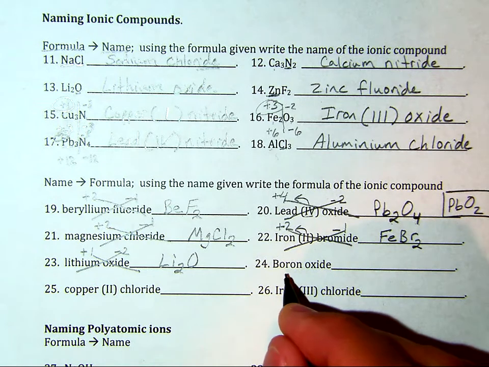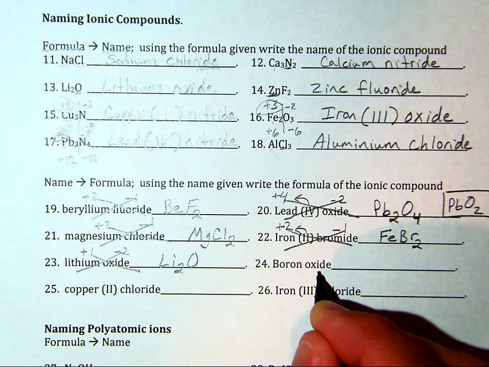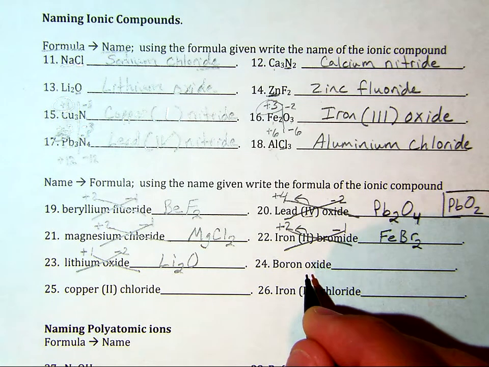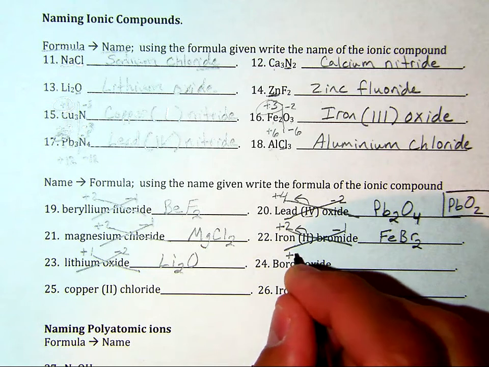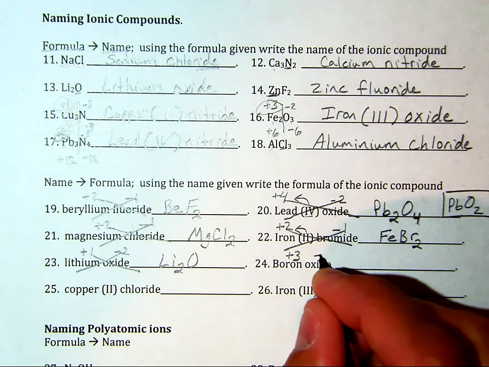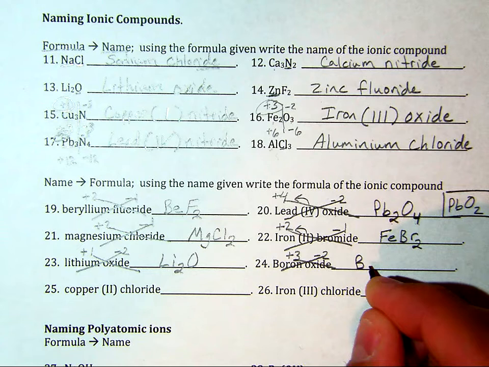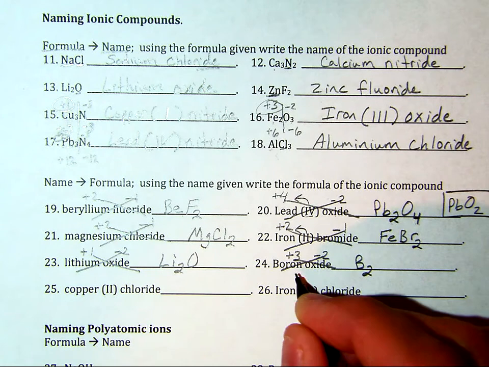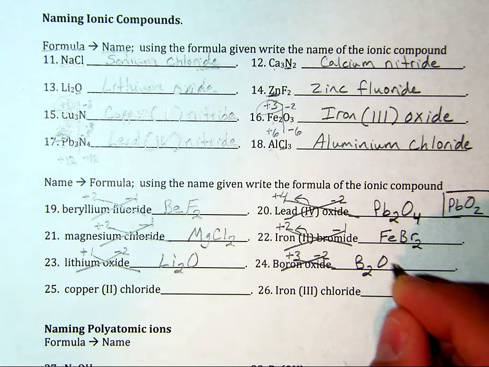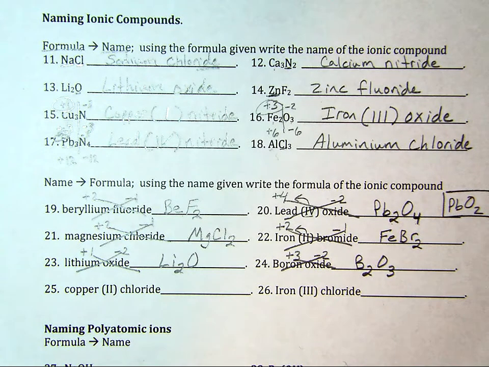24. Boron oxide. Boron, if you look on the periodic table, is +3. Oxygen is a -2. So when we crisscross it, boron has a 2 down there by it, and the oxygen has a 3. 2 and 3 cannot be reduced, so there's your answer.